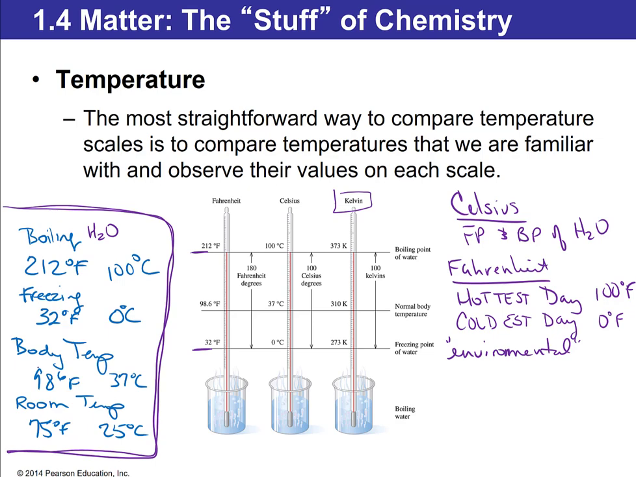Body temperature, 98.6 for humans, 37 degrees Celsius. Room temperature, not necessarily in the science and technology building, but room temperature is typically considered 75 degrees Fahrenheit, which is about 25 degrees Celsius on the Celsius scale.